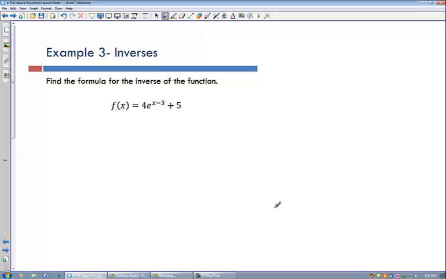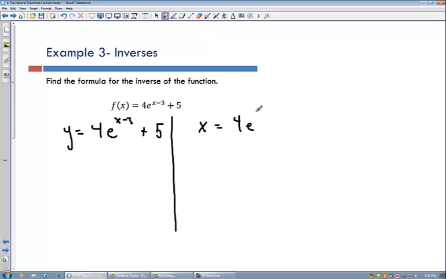All right, one last example for the day, and then we're going to wrap it up. So we want to find the formula for the inverse of the function. So the idea of this is you have this function y equals 4e to the x minus 3 plus 5. I'm telling you there's an inverse. So to find the inverse, the idea is flip out the x and the y. So let y be x and x be y. And then you simply solve this equation for y. So be careful with that 4 there.